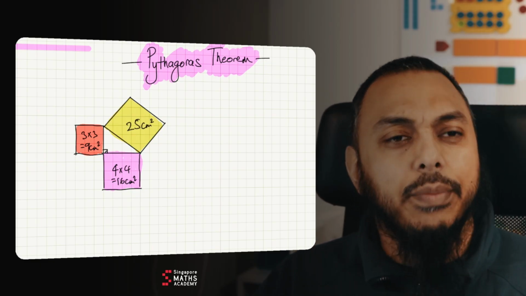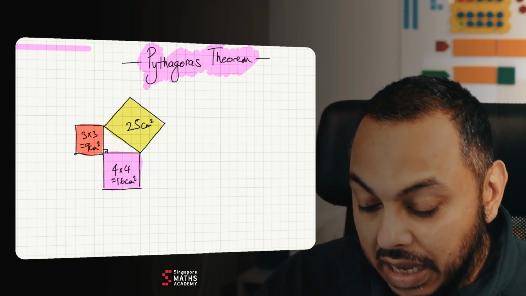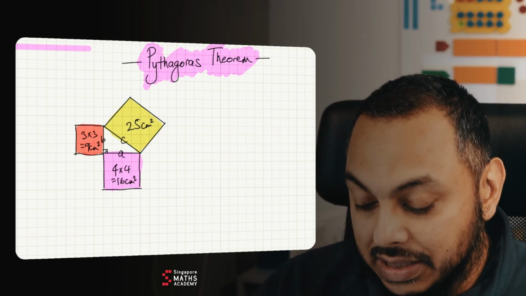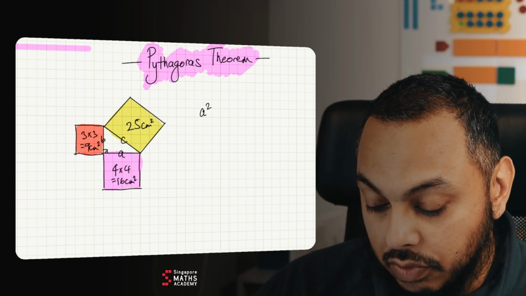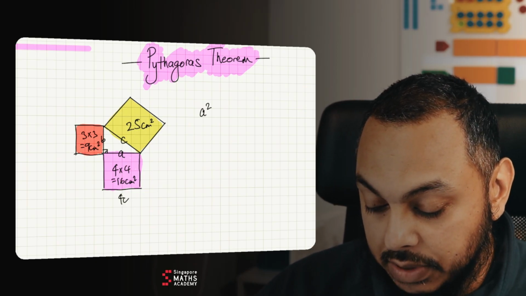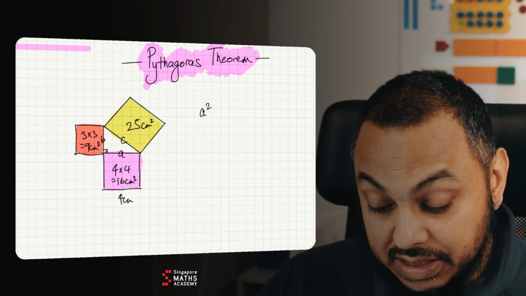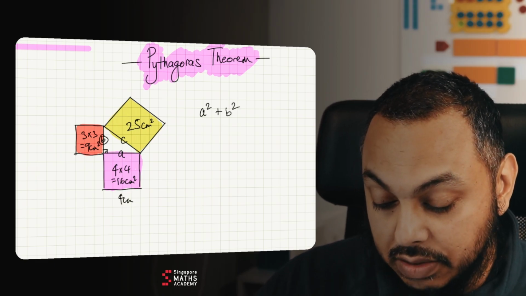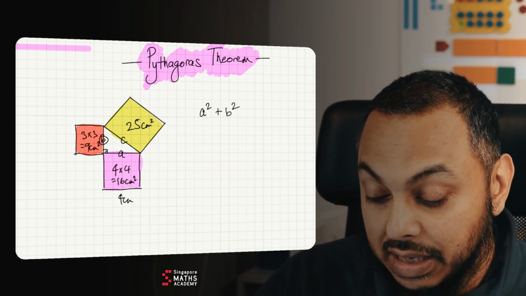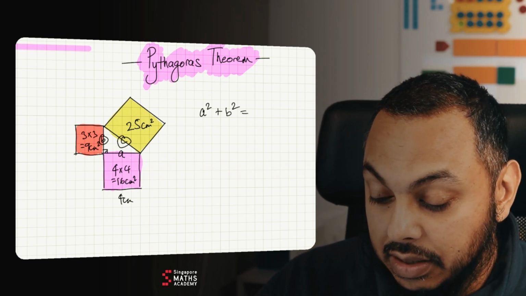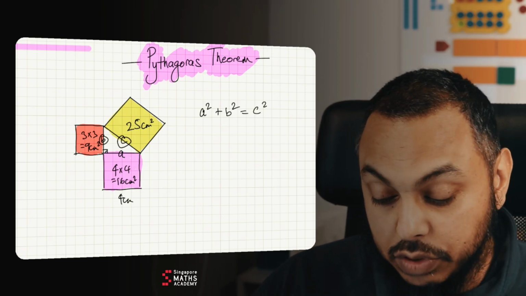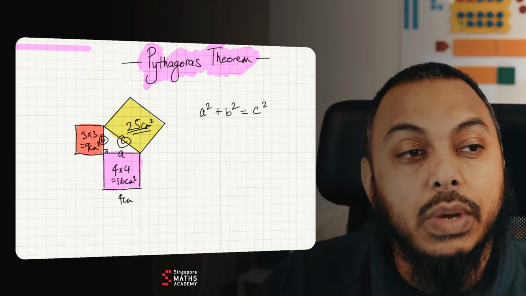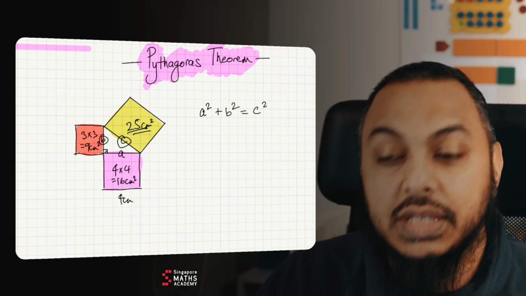And so Pythagoras theorem states that if we call this length A, this length B and this length C, then we can say that A squared, that's 4 centimeters here, which is 16 square centimeters, add B squared, which is 3 by 3, which is 9 square centimeters, is equal to C squared, which is 5 times 5, which is 25 square centimeters. So Pythagoras theorem just states that A squared plus B squared equals C squared.